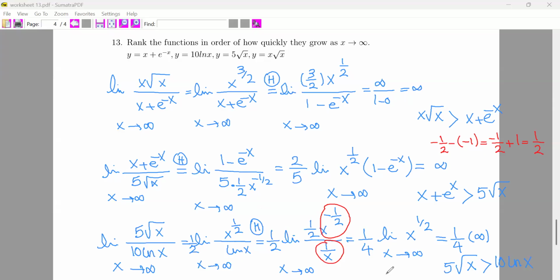So we could order them. Let me write numbers here. The fastest one is x square root of x, as the first one. After this, we would have x plus e to negative x as the second one. And after that, 5 square root of x as the third one. And the slowest one is 10 ln of x as the fourth one.